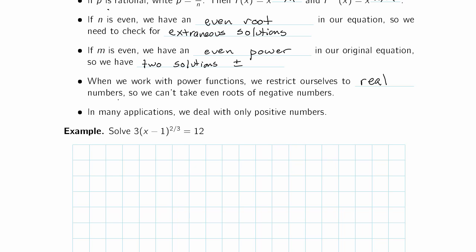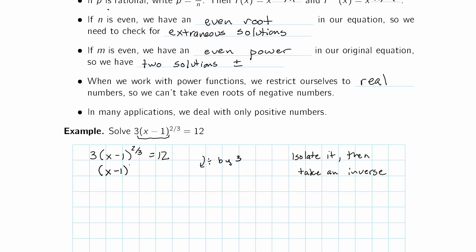So here we have a variable inside a function, and we're going to follow the usual drill. We're going to isolate it, then take an inverse. So let's see what we've got. We've got 3 times (x minus 1) to the 2/3 equals 12. First, we want to get rid of that 3, so we're dividing by 3. We've got (x minus 1) to the 2/3 equals 4.